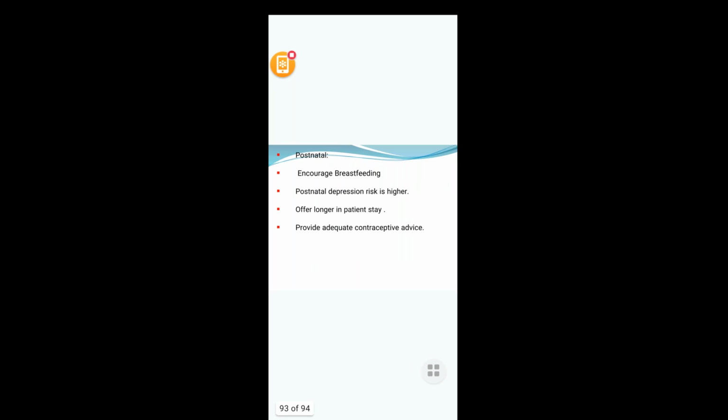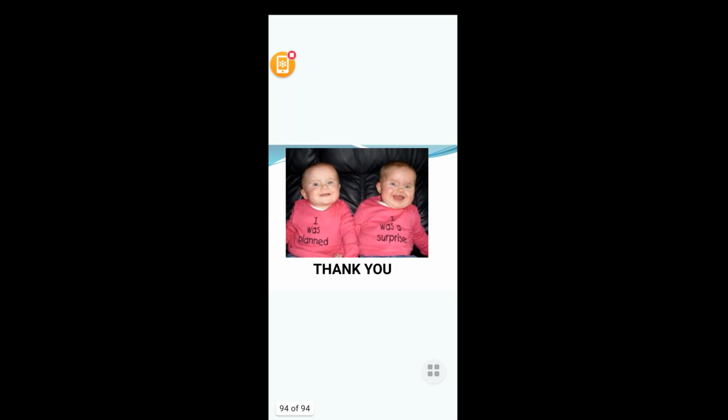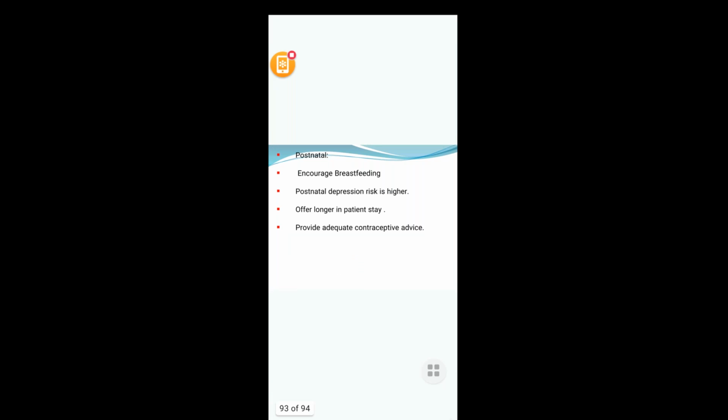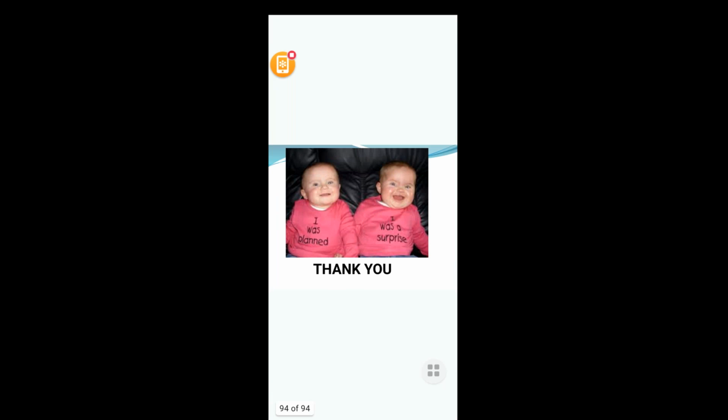Postnatal counseling should be clearly advised, such as encourage breastfeeding for both the fetuses. Postnatal depression risk is higher in these women. Offer longer inpatient stay. Provide adequate contraceptive advice for the next pregnancy. This is how you see a twin pregnancy delivery. This is a clear idea of all your twin pregnancies.